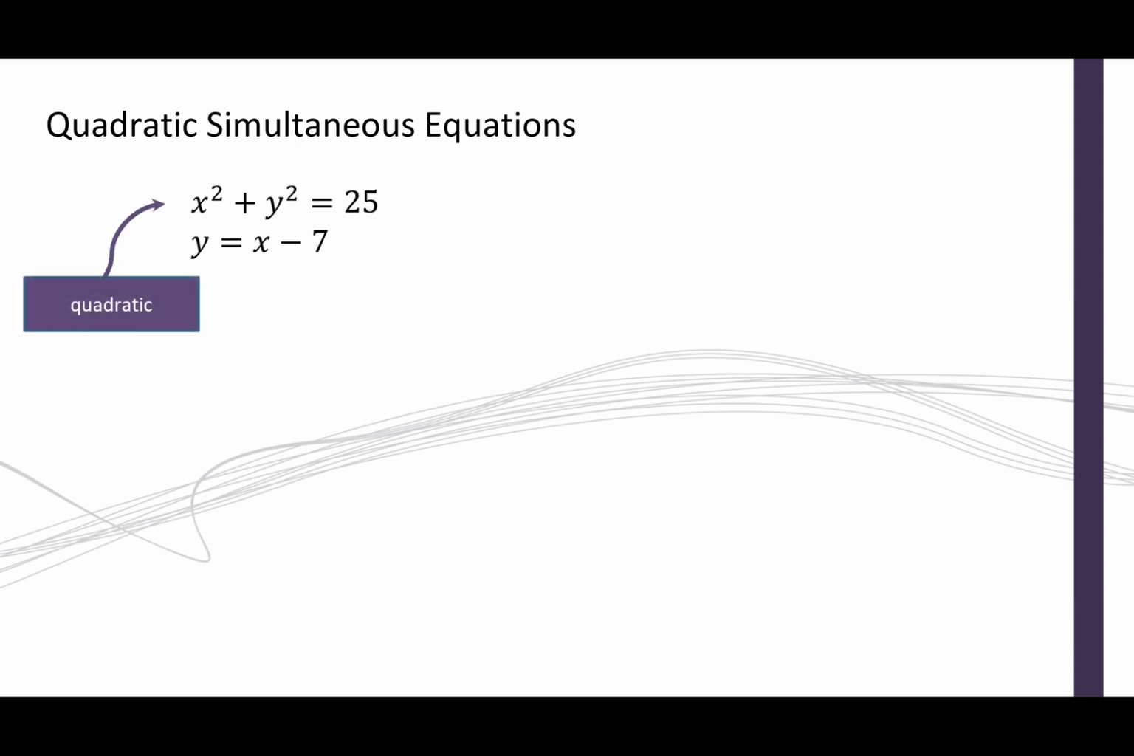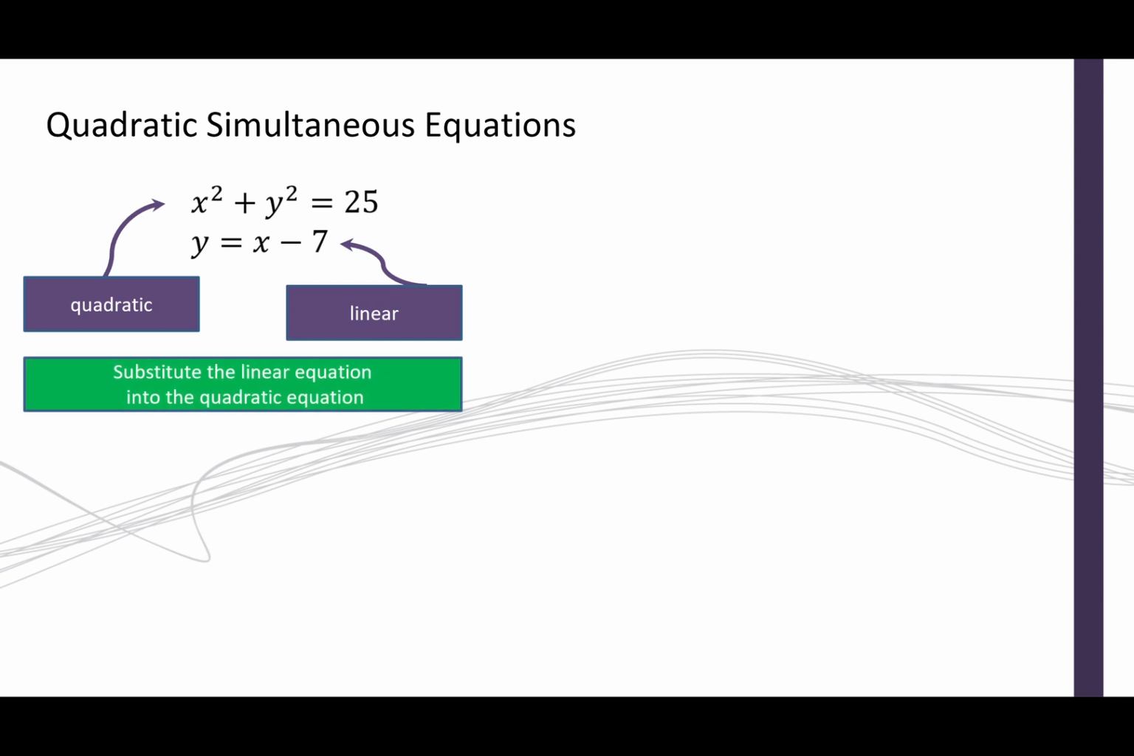So the first thing we need to do is identify which equation is quadratic or nonlinear and which equation is linear. If your equation has a power higher than 1 on the x or the y value, we call this our nonlinear equation. So in this case, x squared plus y squared equals 25 is our nonlinear equation or our quadratic equation. Our linear equation is the equation that has no powers on the x or the y. That's y is equal to x minus 7 in this case.